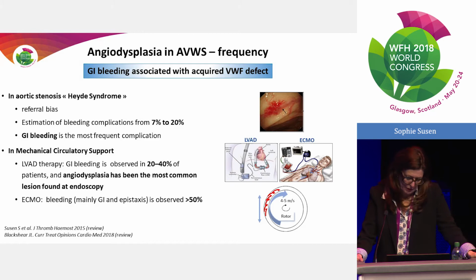In mechanical circulatory support, it's even worse because GI bleeding is observed in 20 to 40% of patients, and angiodysplasia has been the most common lesion found at endoscopy. The worst case is ECMO, extracorporeal membrane oxygenator, which is used to support acute cardiac or respiratory failure. And in ECMO patients, there are mainly GI and epistaxis bleedings, and they are observed in more than 50% of patients.